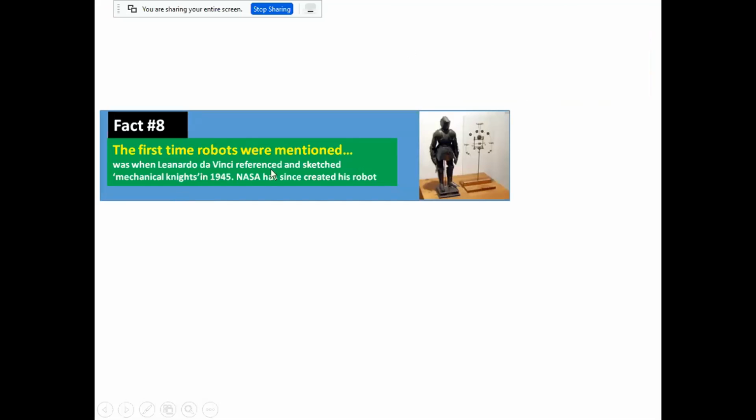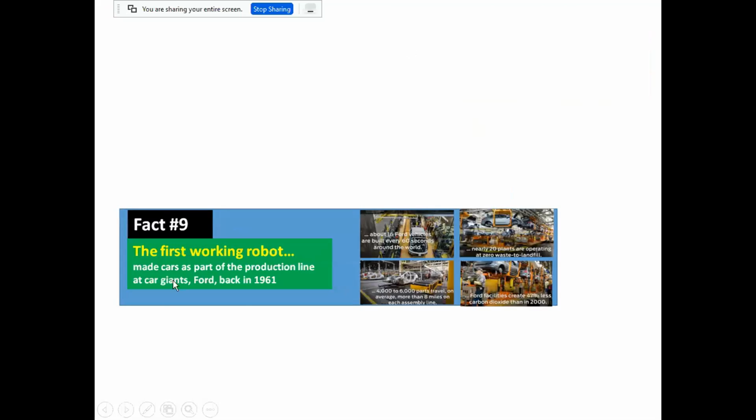Then, robots were first mentioned when Leonardo da Vinci referenced and sketched a mechanical knight in 1495. NASA has since credited his robot. You'll see how the robot looked previously. It is a skeleton. The first working robot, as I have told you, was made for cars as part of the production line at car giant Ford back in 1961.